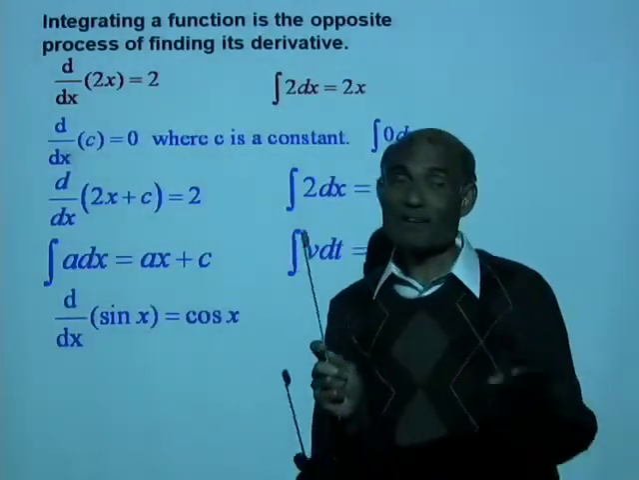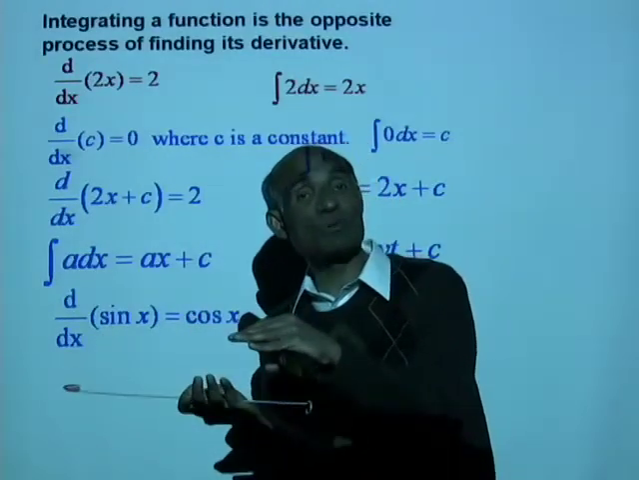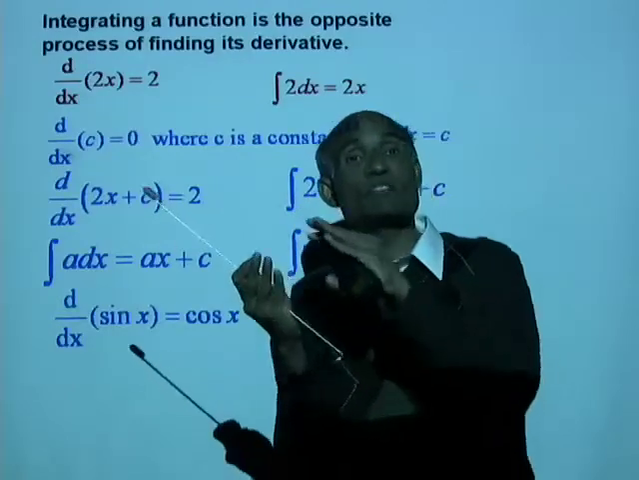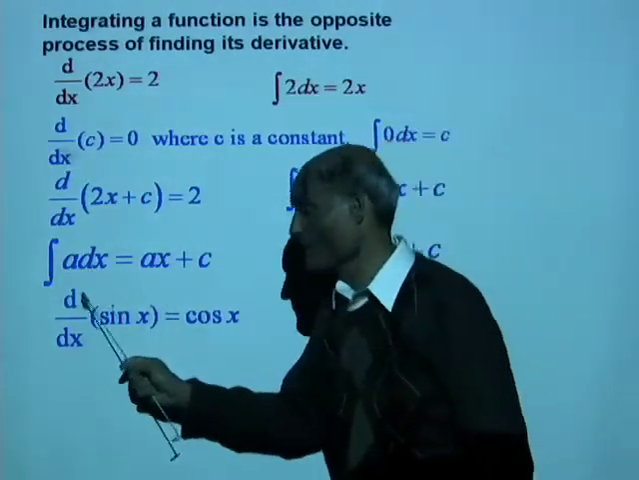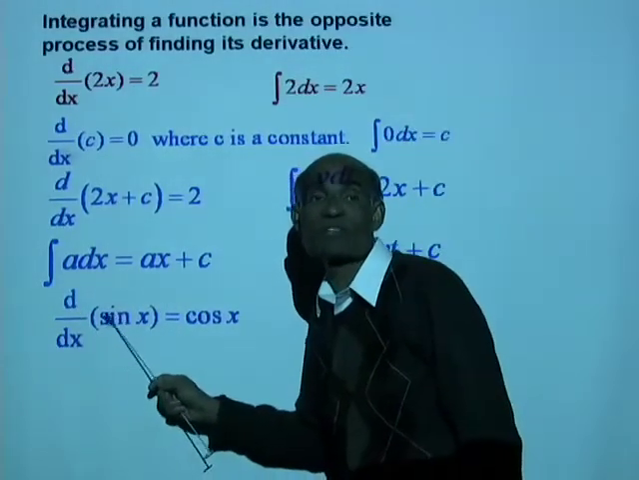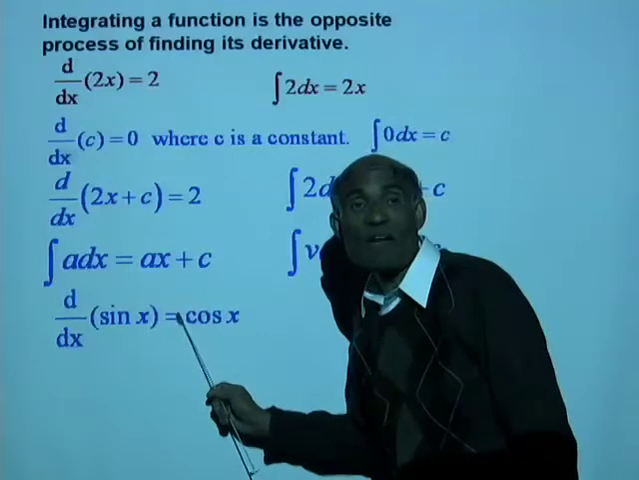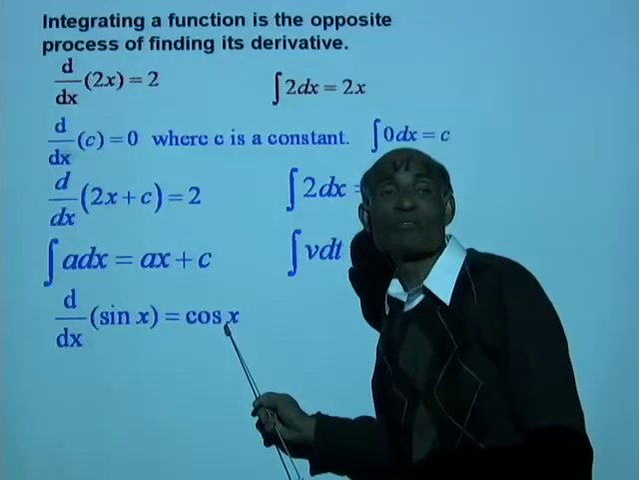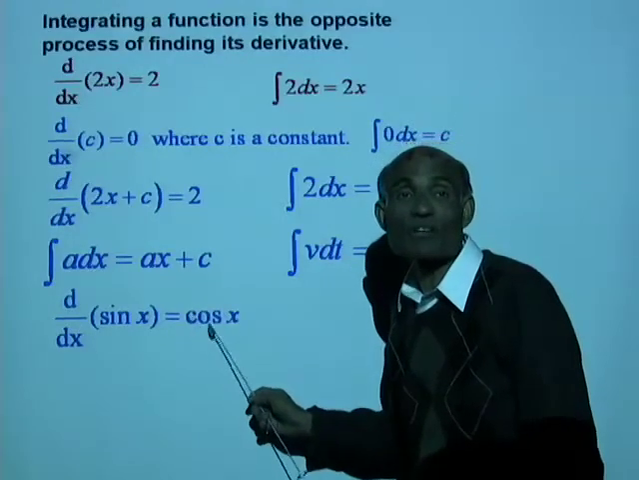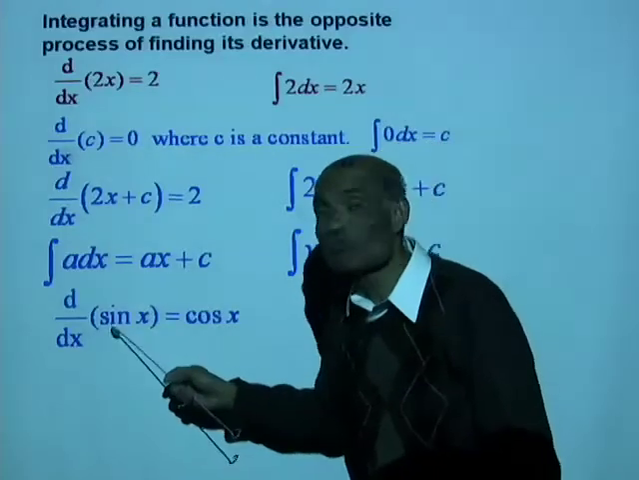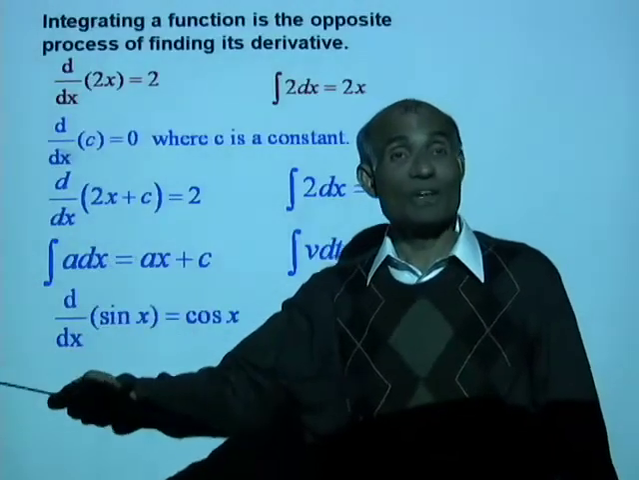Alright, remember, the process of integration is opposite to the process of finding the derivative. In other words, if you integrate the derivative, you must get your original function. So tell me, the derivative of sine x with respect to x is cosine x. And therefore, if you find the integral of cos x with respect to x, what should you get? You must get sine x. Well, and also you need to add a constant.